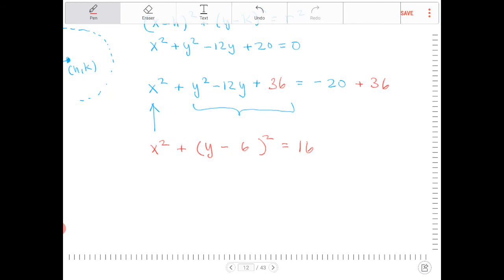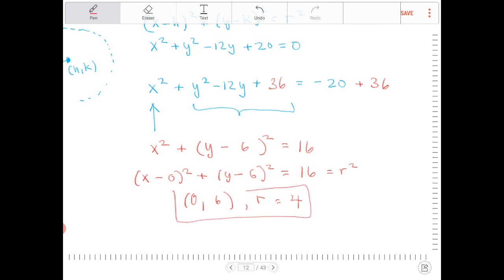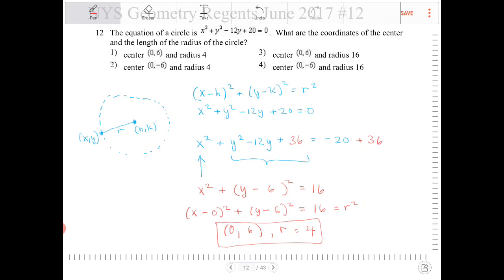So from here I can identify what h and k are. If you look at this, isn't x minus 0 the same thing as x? And y minus 6 squared is equal to 16. So now I know the center has to be 0, 6. And the radius, since r squared is equal to 16, the radius will have to equal 4. So that's the center and radius. And which option would that be? I'm looking for 0, 6 and r equal to 4, and that would be option 1.